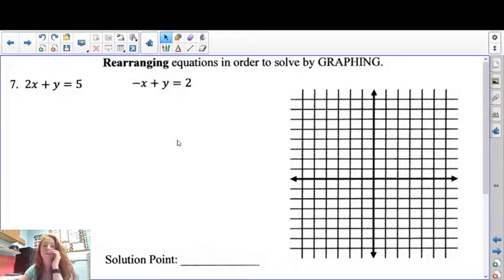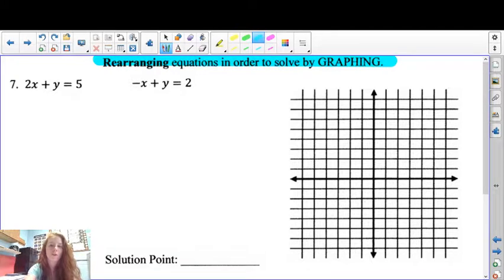All right, number 7. We already can see in the directions that we're going to have to rearrange the equations in order to solve. That means that we need to try and turn it into our y equals mx plus b. So that y is on one side, all the other stuff's on the other.